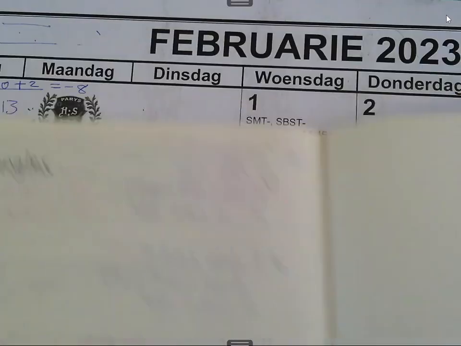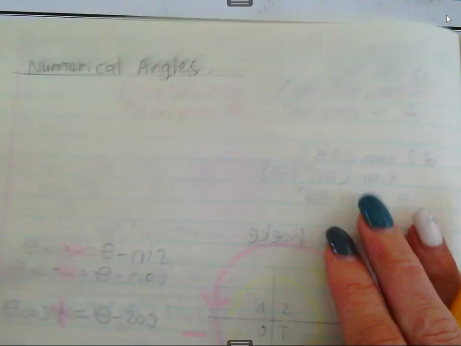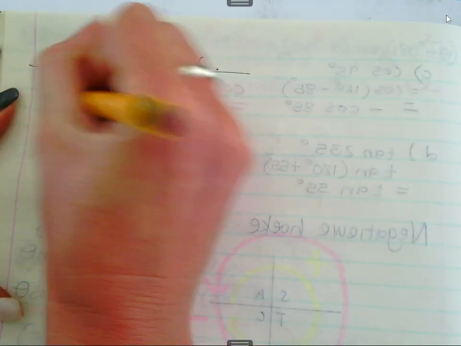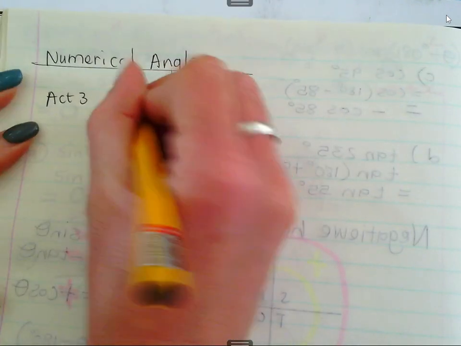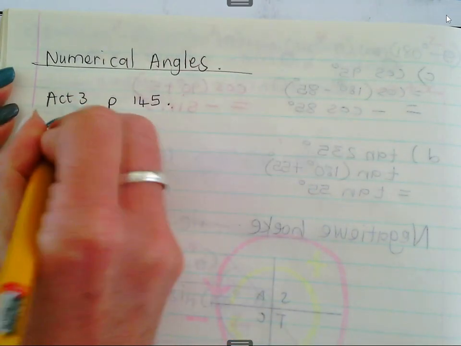Before we get to the negative angles, I just wanted to quickly write numerical angles. And then you can write activity 3, page 145. I'm doing it with you.